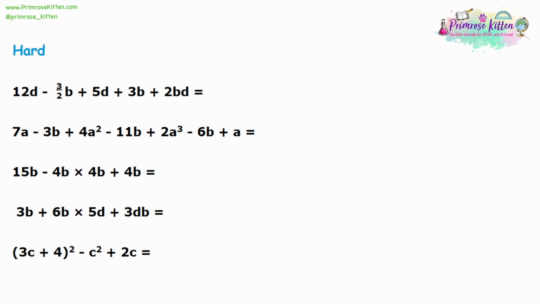Moving on to the hard questions. Now things look a lot more complicated here, but if we're very patient and follow the steps we've learned, you should be okay. So starting with the first hard question, we've got a 12D. So why don't we call D dogs? So we've got 12 dogs.